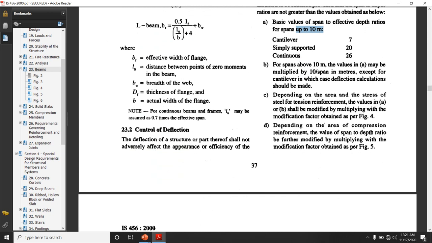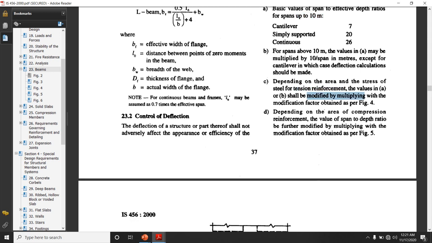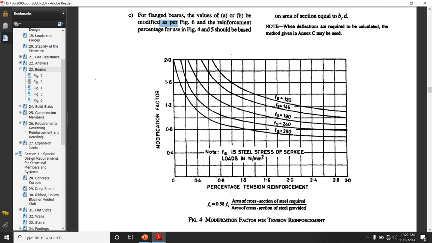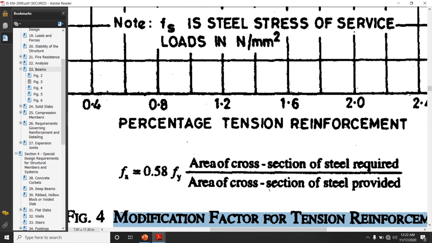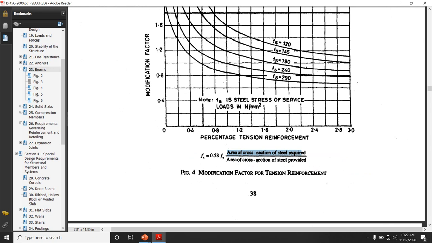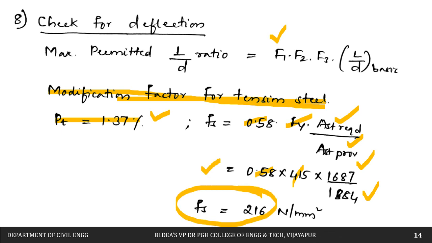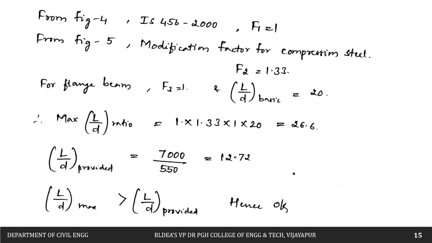And then next, for tension reinforcement we have to multiply by a modification factor. Next, for compression we have to multiply by another modification factor. Then for a flange section we have to multiply by another factor. For the modification factor for tension reinforcement, we have one formula: Fs is equal to 0.58 Fy times area of steel required by area of steel provided. So we have 0.58, Fy is 415, Ast required is 1687, Ast provided is 1884. Therefore Fs value is 216 Newton per mm square.